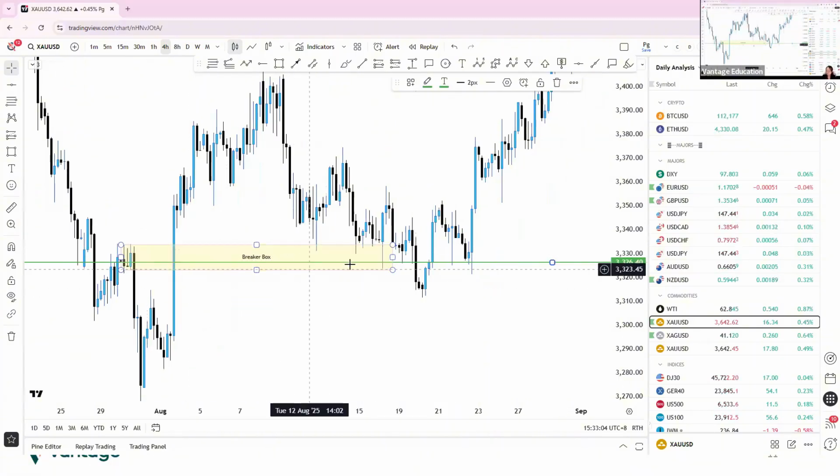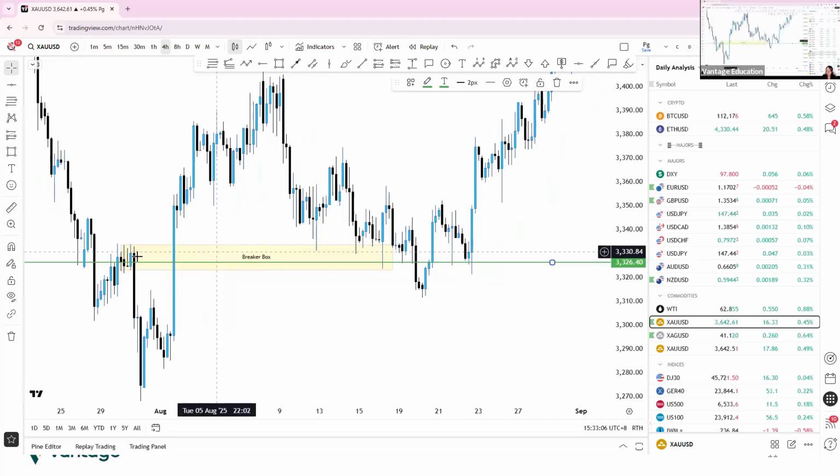Okay, this is more breaker box. You can see that. So this is a failed OB. So it doesn't mean 100% of OBs are going to work out. This is a good example for you guys.